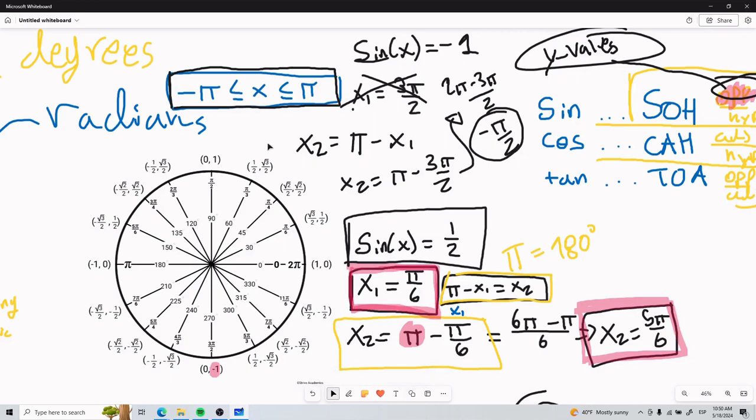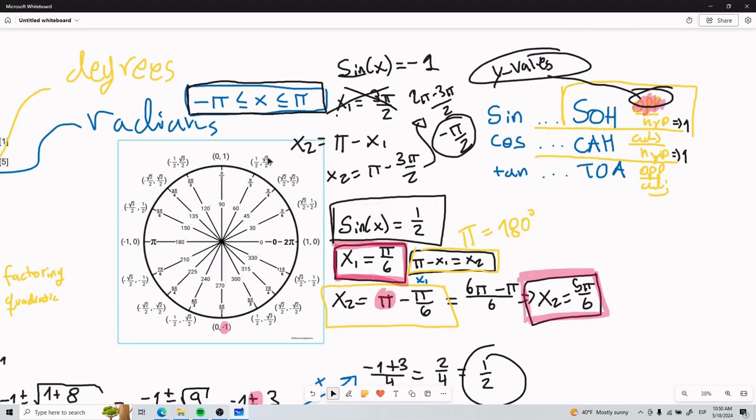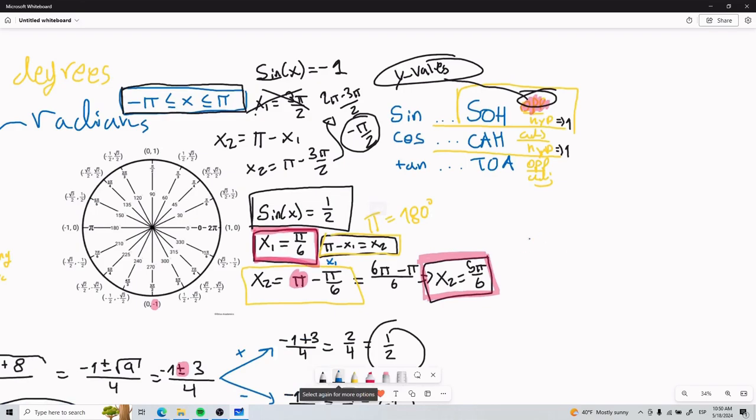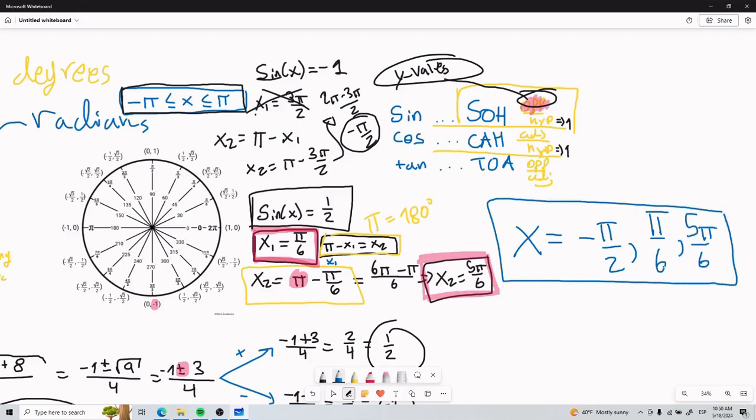So basically, if you're more rigorous in how you express your answer, you're going to be putting as your final answer, and this is what the answer key says, your x values are going to be -pi over 2, because you put them in order, right? Comma, pi over 6, comma, 5 pi over 6. All right? So that is how you solve this exercise.